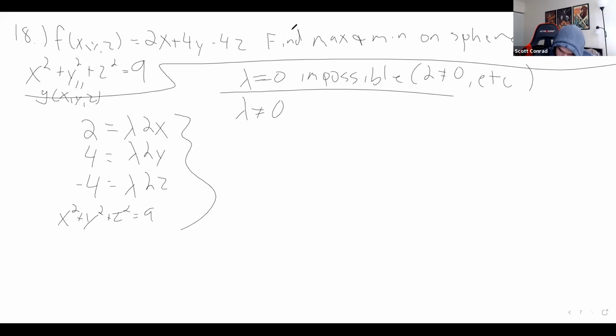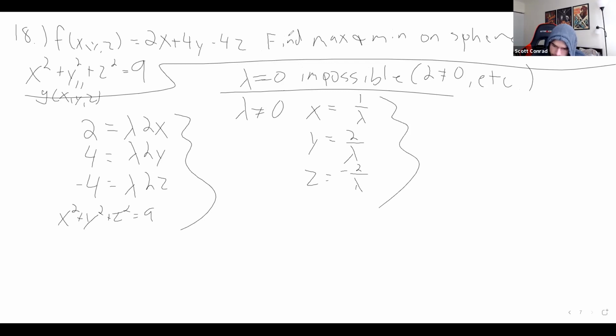What we can do is get x, y, and z by themselves. I don't think this is exactly what I did, but this is something that should work. So we get x by itself. We get x is 2 over lambda. Y is going to be, no, sorry, 1 over lambda. X is 1 over lambda. Y is 2 over lambda. And z is going to be negative 2 over lambda.